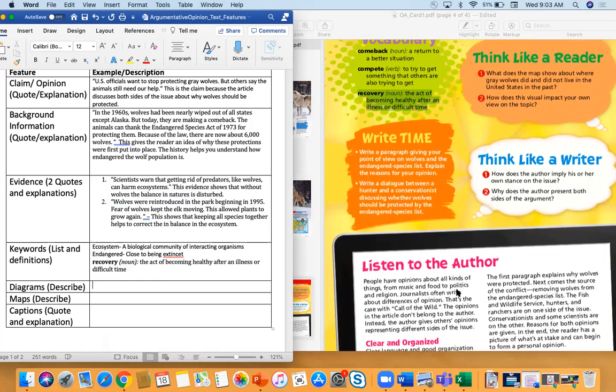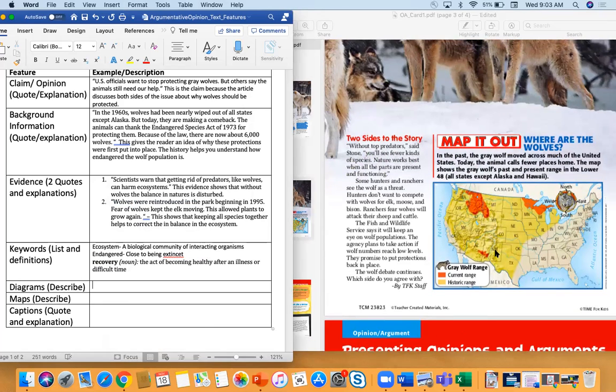Diagrams, let's see. I mean, the map kind of is a diagram, right? But we have a section for maps. Map it out. Where are the wolves? In the past, the gray wolf moved across much of the United States. Today, the animal calls fewer places home. The map shows the gray wolf's past and present range in the lower 48, all the states except Alaska and Hawaii. Okay, so you could just put map, and then in the map section, you can describe the map.